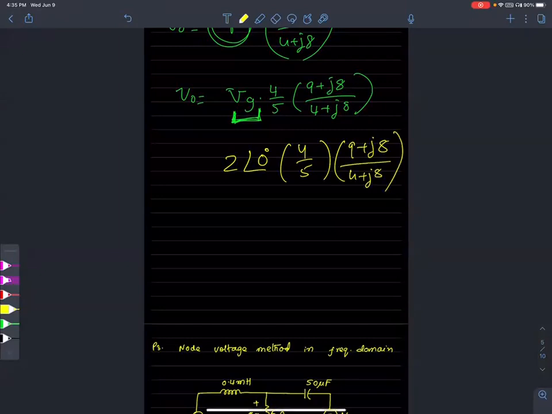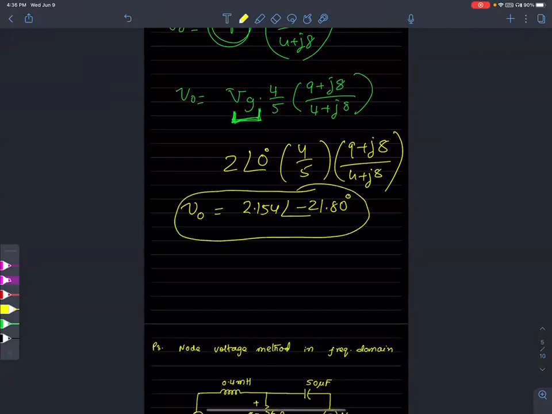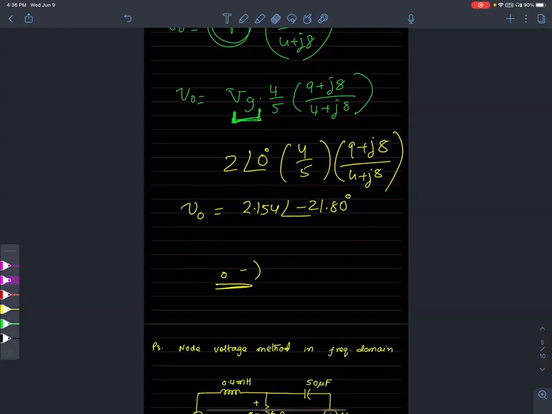All of this is going to come out to VO equals 2.154 angle negative 21.80 degrees. From here we should be able to write the V0 of t in terms of the cosine form. So we should be able to do all of this in Matlab as well. Try doing all of these equations.